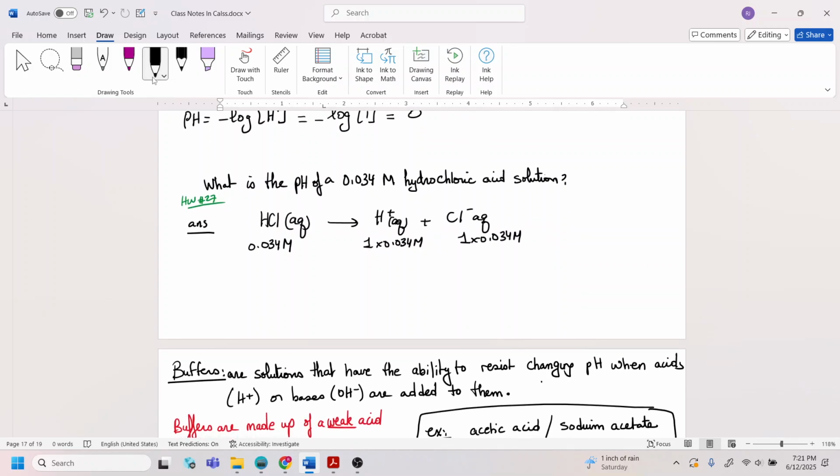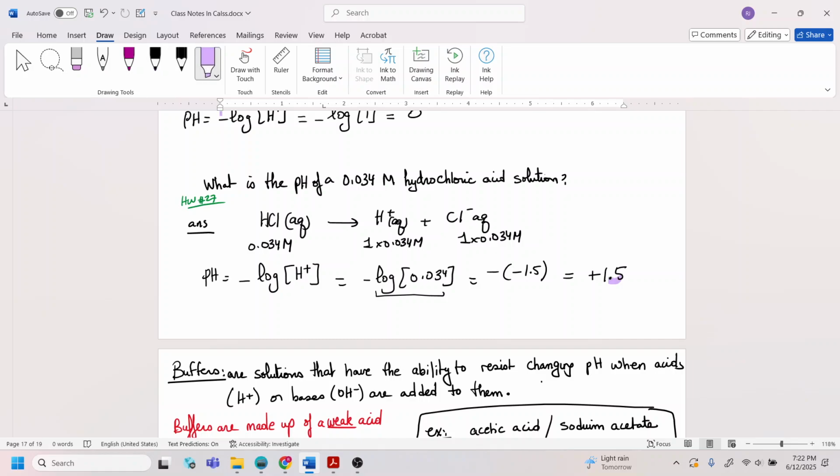Since I need the pH, I know it is equal to minus log concentration of H plus, right? So that is equal to minus log of 0.034, and that is equal to negative 1.5. So my answer is going to be positive 1.5. By looking at the pH, I would know that the solution is going to be acidic.